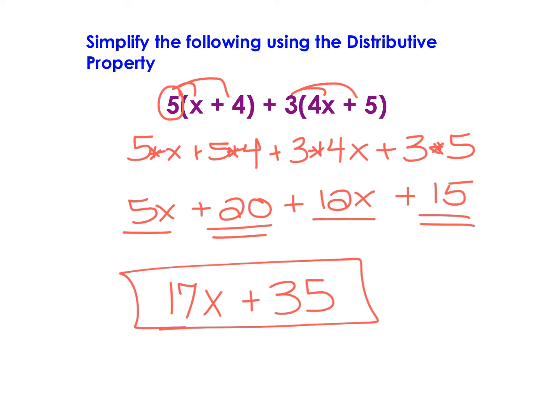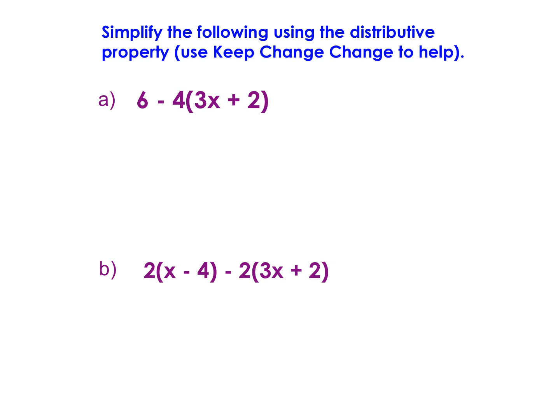So if we have multiple distributions in there, we just apply them from left to right, and then we can combine like terms. All right, so these are some medium level distributive property problems. Let's first go through and use keep, change to ensure that we don't make any mistakes. So I'm going to change all of them in every problem.